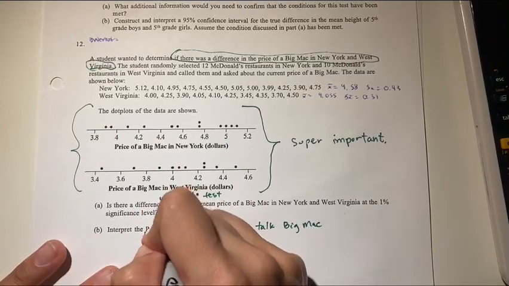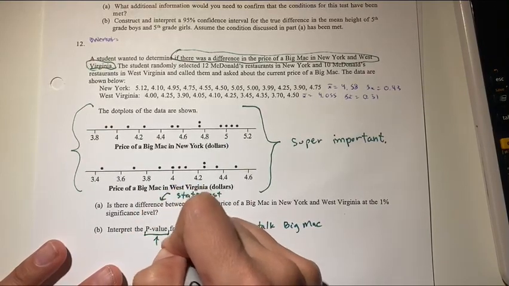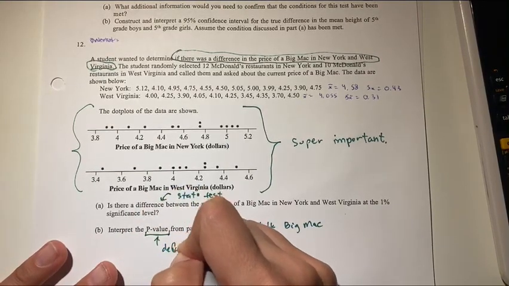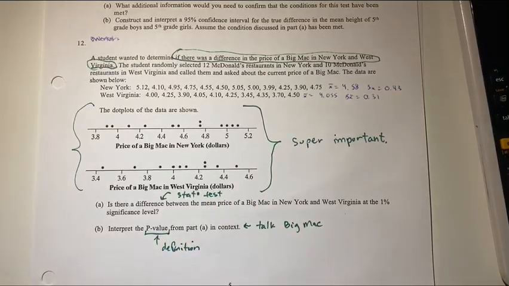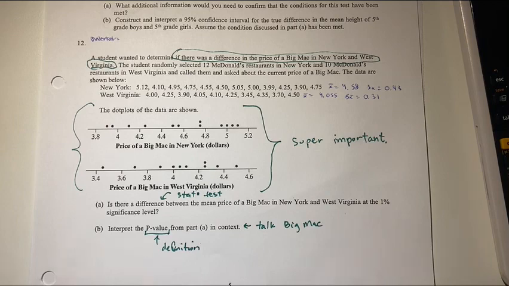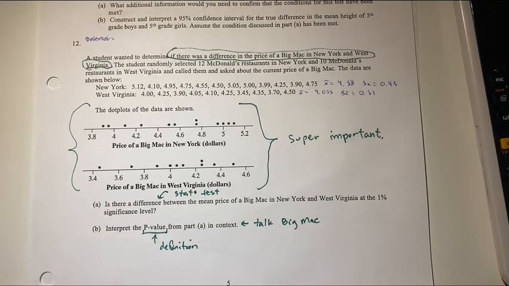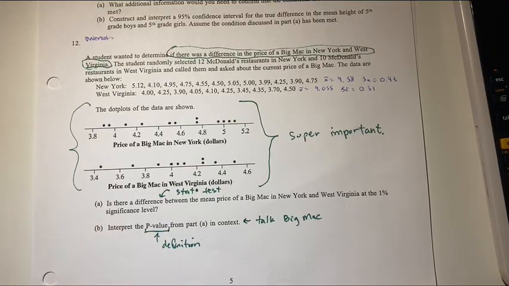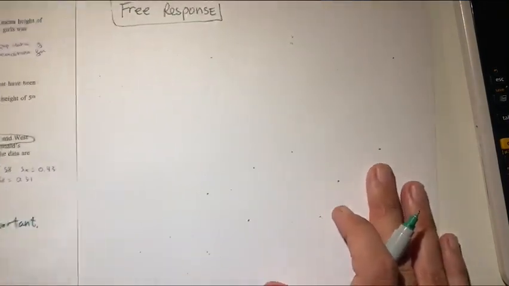And so if you had a textbook, you would look up the definition of p-value. So if you're still stumped after this question, look up the definition of p-value. Just Google it. What is the p-value in AP Stats? Or type in interpret the p-value. It's going to give you a generic definition, and then you're just going to stick in the word Big Mac. Okay. So let's do it.